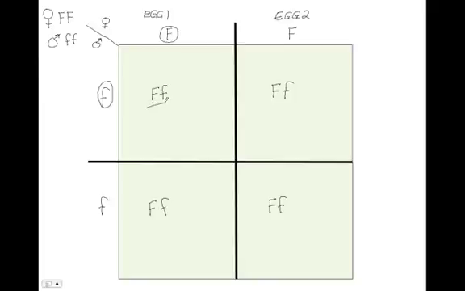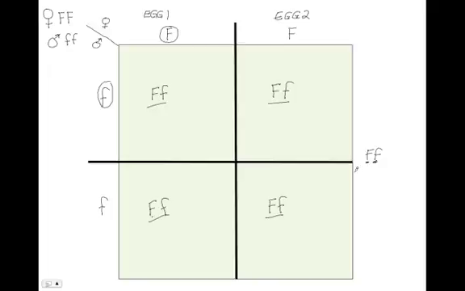But in each case, it's always a capital F and a lowercase f. So in this situation, all of our offspring will be a capital F and a lowercase f, or each offspring will have one dominant allele for the presence of freckles, one recessive allele for the absence of freckles. So 100% of our babies will have freckles.